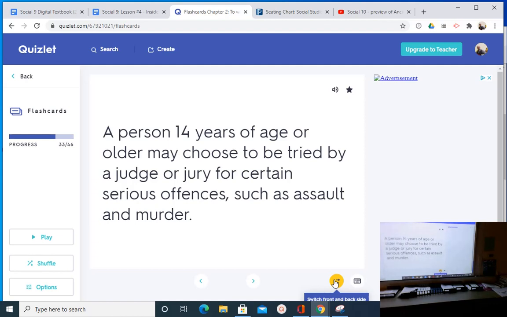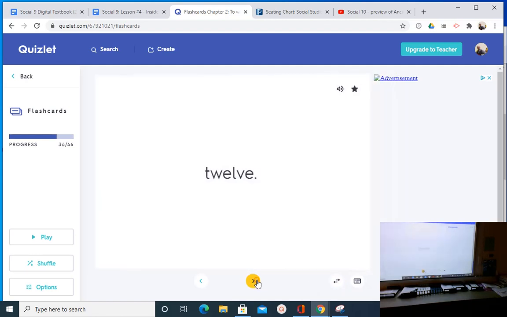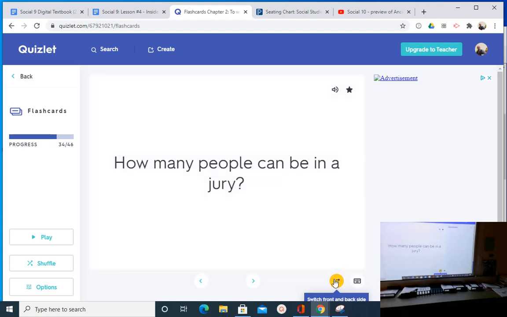What is a jury? A person 14 years of age or older may choose to be tried by a judge or jury for certain serious crimes, such as assault and murder. So you might ask yourself, why would somebody pick a jury instead of a judge? Well, I guess you might see a jury as more sympathetic, or maybe you hope to be able to sway or manipulate them. So, we're talking about juries, and the answer is 12, so the question is probably going to be, how many people are on a jury?